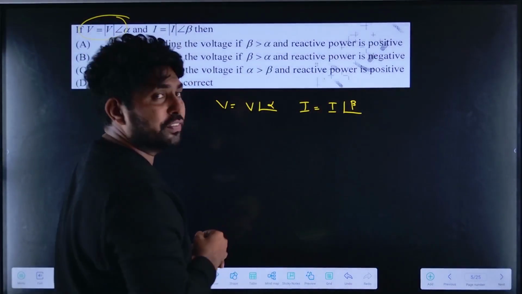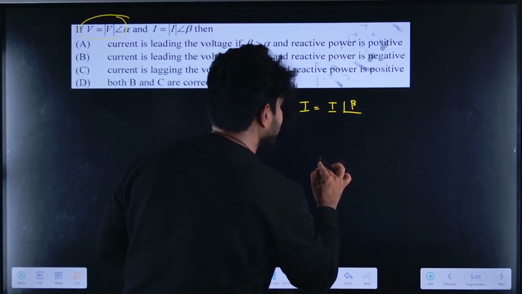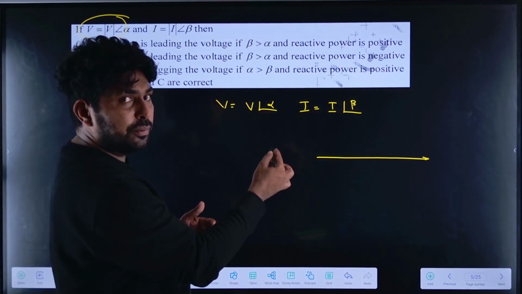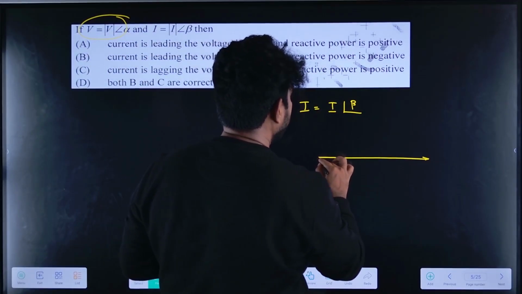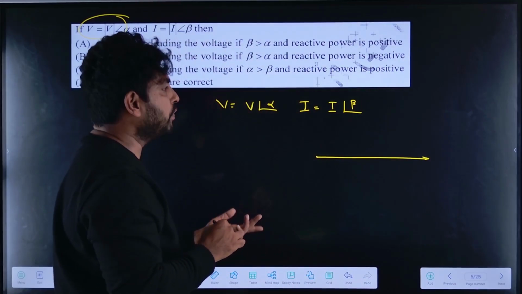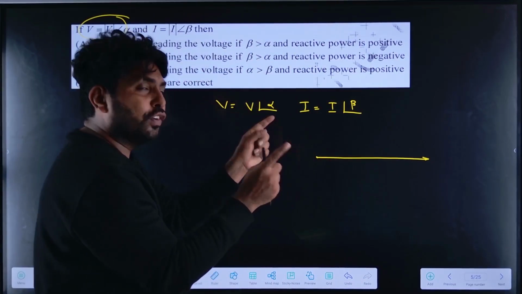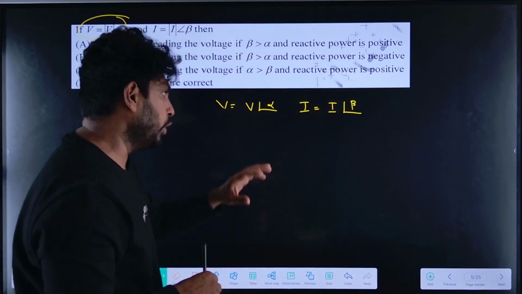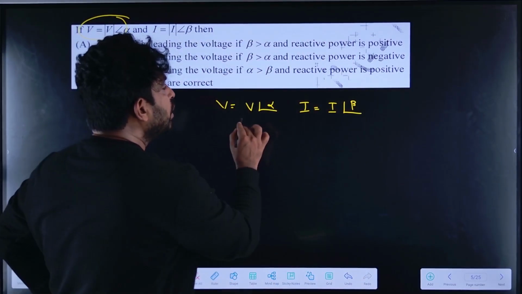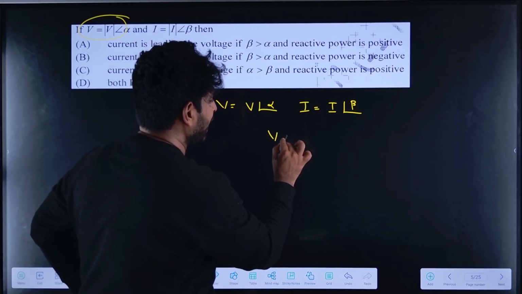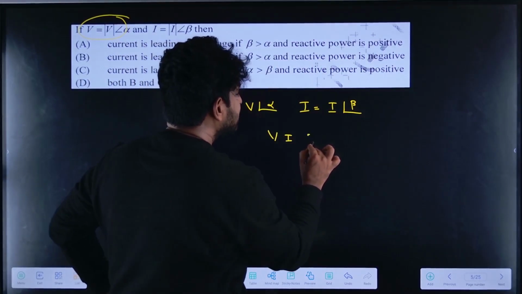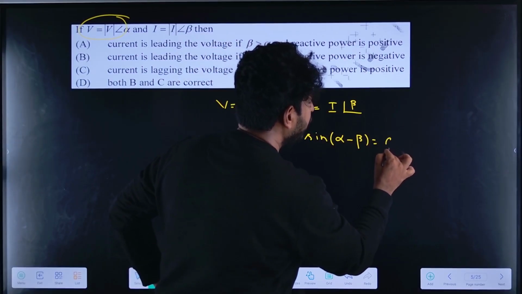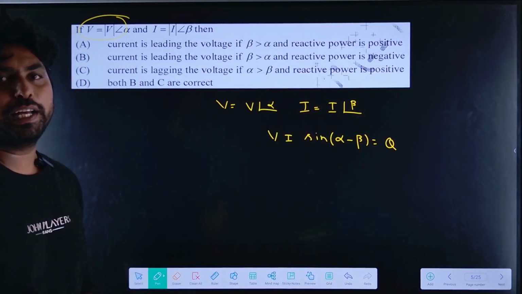So what is the angle between these two? Or else you can make it like this. Take one reference vector, V at an angle alpha, and I at an angle beta. If you want to make both the angles, it is alpha minus beta. So now what we got? VI conjugate is equal to VI sin alpha minus beta. We got the reactive power is V into I into sin alpha minus beta.